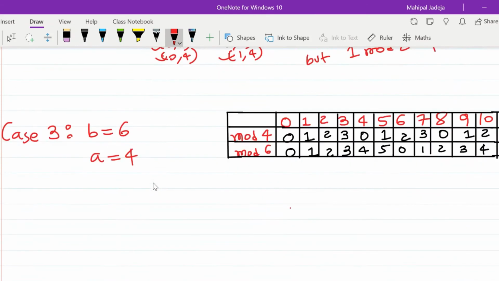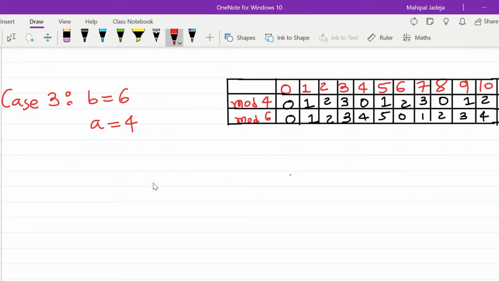Now let me consider the third case. Now b is equal to 6 and a is equal to 4, and again we can do a similar exercise. We can list down all possible 24 pairs of type (RA, RB), and out of those 24 pairs you can check roughly. So let me do this particular exercise.